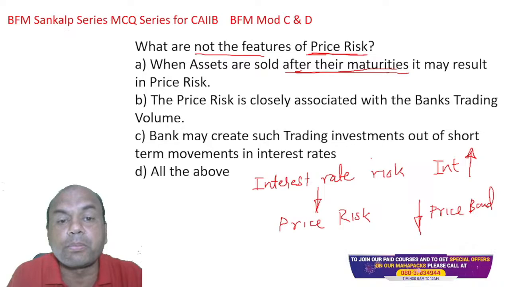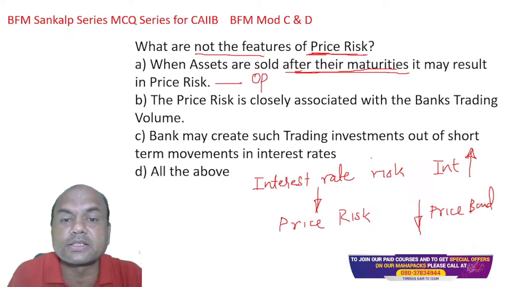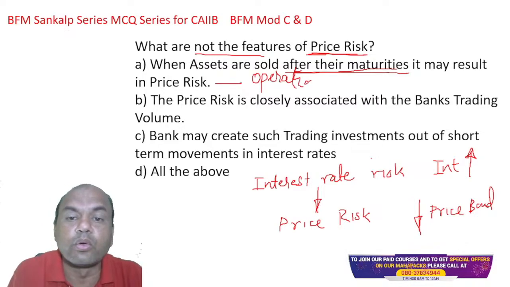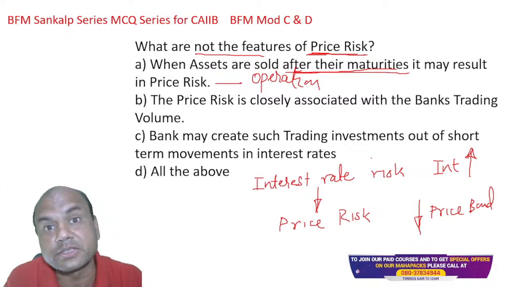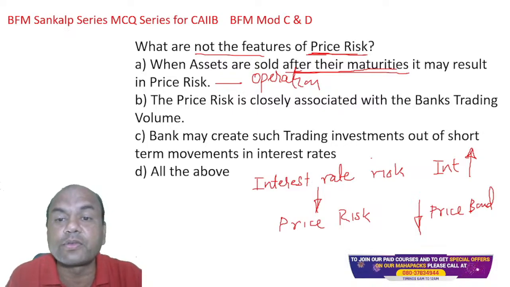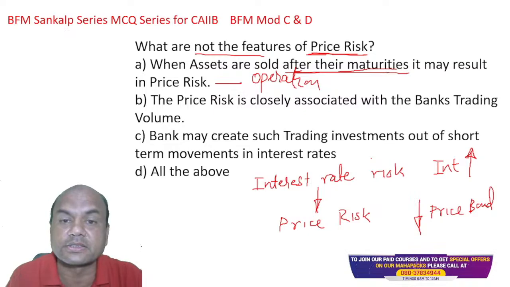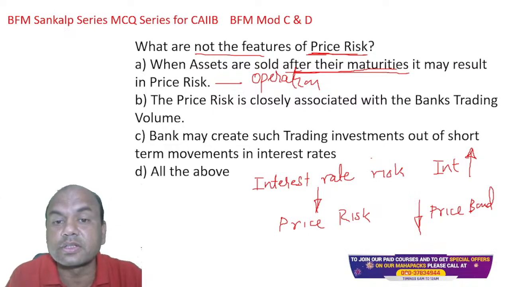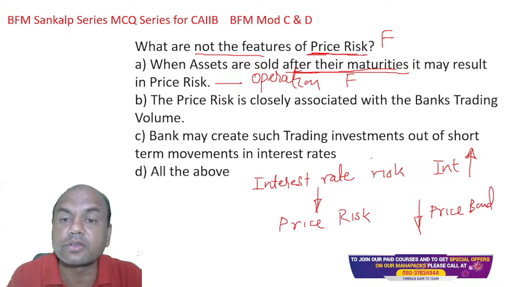This is known as operations risk. This is part of operations risk. If you hold the bonds after the maturity also, it means your operation team is not working properly. So when the assets are sold after the maturity, it may result in price risk. That is not a feature. We want the false one, and this is the false one. So this is true.